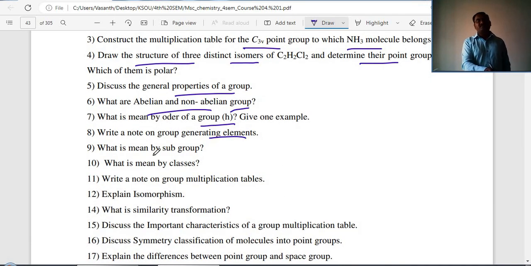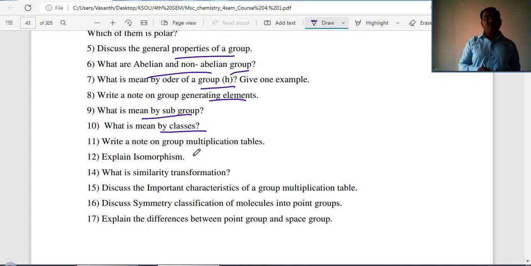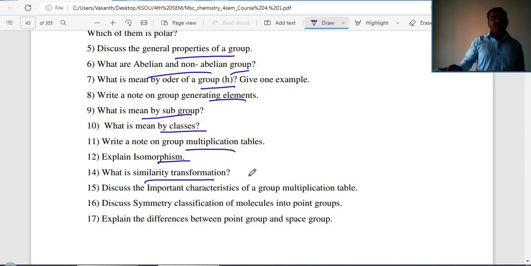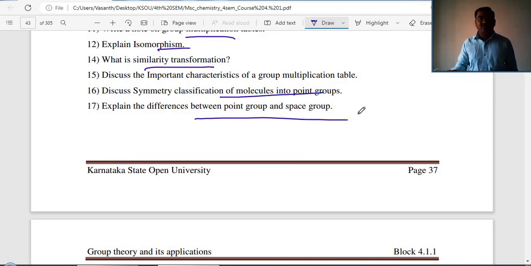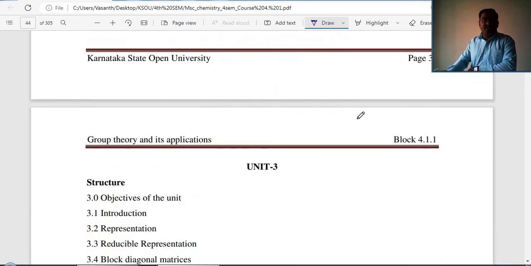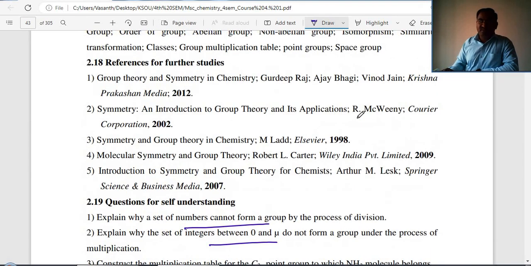Generating elements. What is meant by a subgroup? What is meant by classes? Write a note on group multiplication table, isomerism, similarity transformation, symmetry classification of molecules and point groups, and the differences between point group and space group.